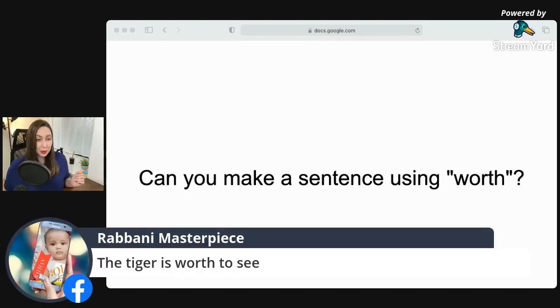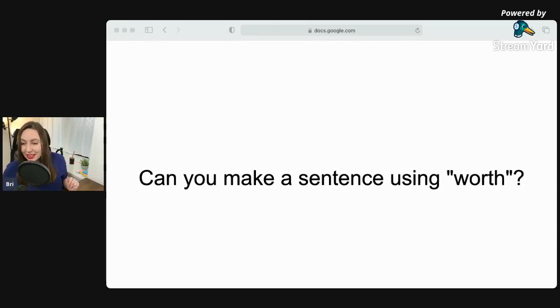The tiger is worth to see. Very good. So just be careful. When we use worth, we don't use the infinitive, like to see. The tiger is worth seeing, or the tiger is worth a look or a visit if you're at the zoo, for example. Okay, very good.